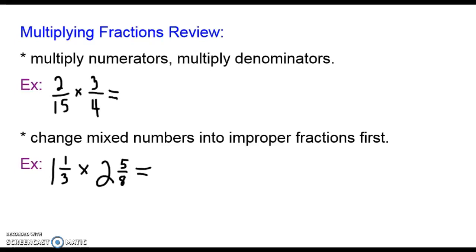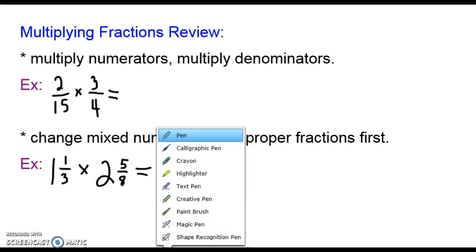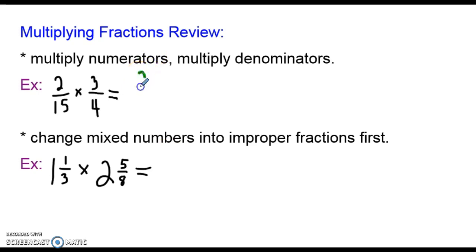So before we get into our next topic for this unit, I want to talk about multiplying fractions one more time. A little review is going to be really helpful for when we get into proportions next. So just a quick reminder that when we multiply fractions, we are simply multiplying our numerators, so I have 2 times 3, and we're multiplying our denominators, right? 15 times 4.